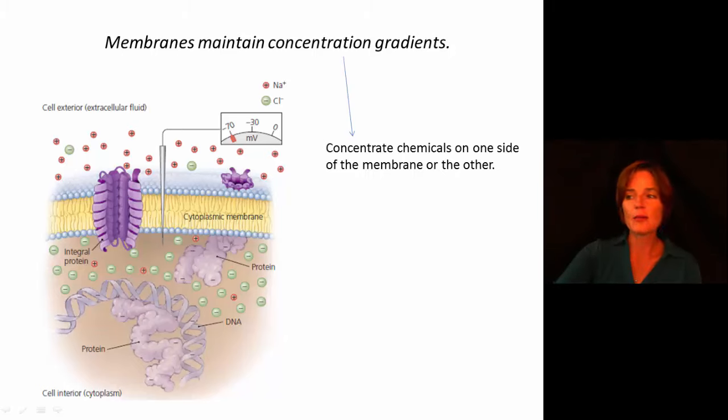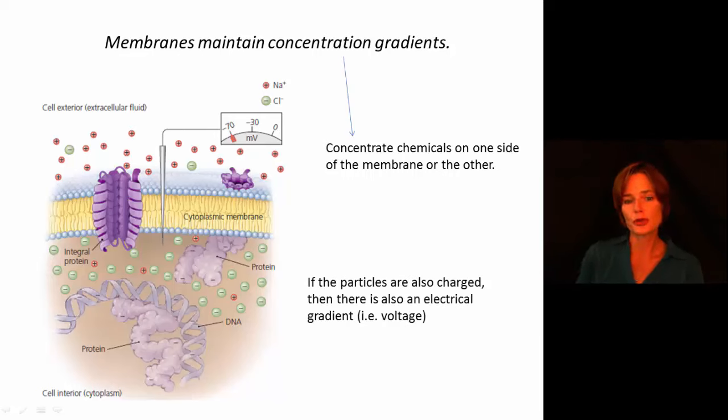Now, if we do have something that has a charge to it, and in this case, what we're looking at here with the orange and the green, there is a charge associated with that. Say that we also have an electrical gradient. And that electrical gradient is the charge difference, or what is also known as the voltage.